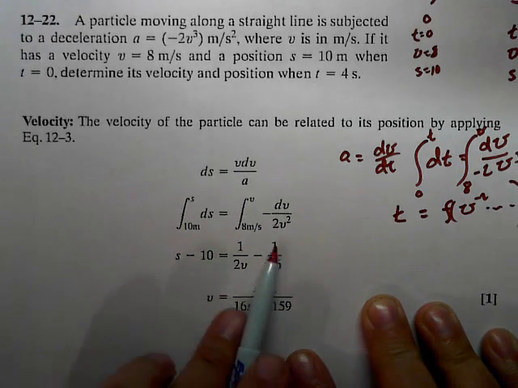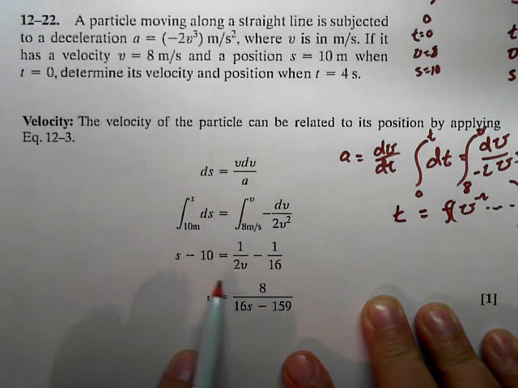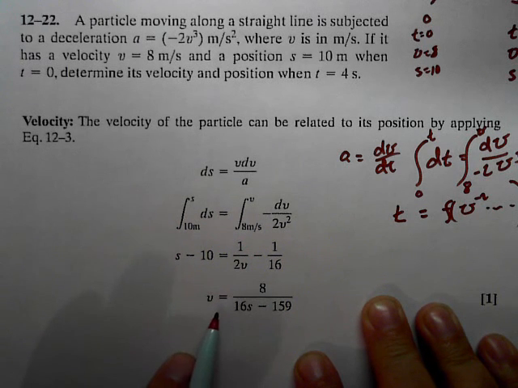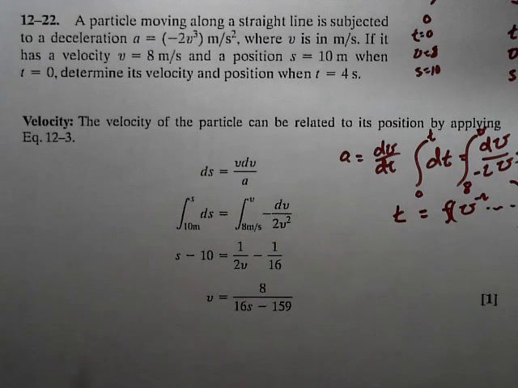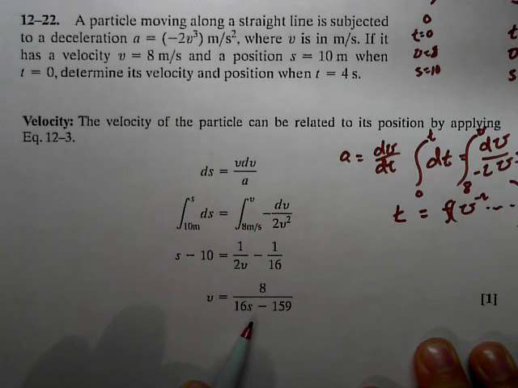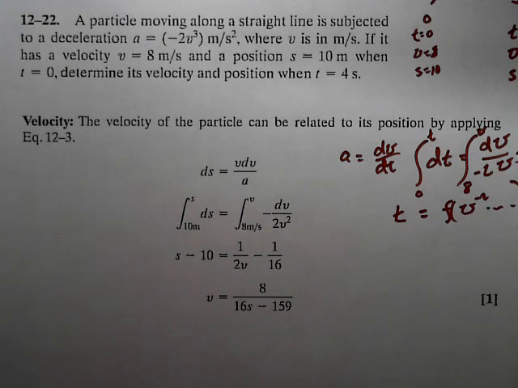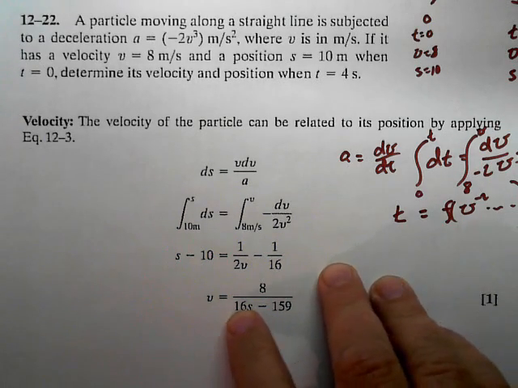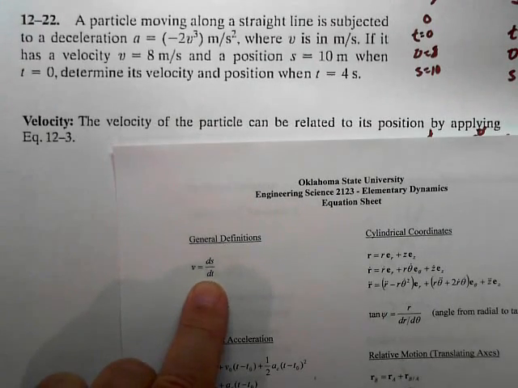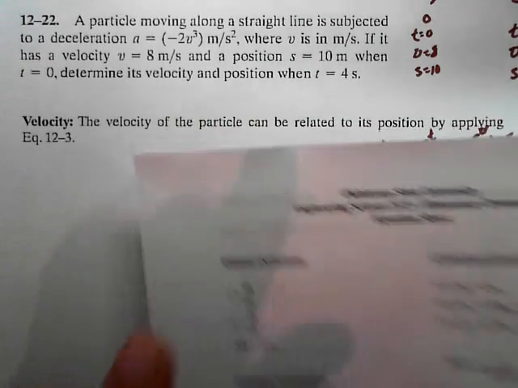Now what we do is do enough algebra to isolate v by itself as a function of s when we put everything else together. That algebra leads to v is 8 over 16s minus 159. So what we have is v of s at this point. And so now we need to proceed further. We need to come up with s as a function of time. So the next step, since we have a function involving s, v, and we want to bring in time, the equation that does that for us is our very first equation that involves s, v, and time.